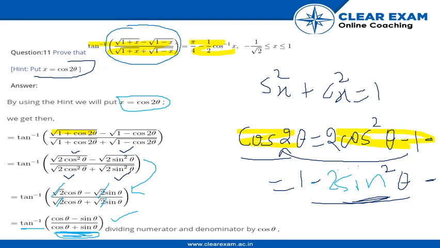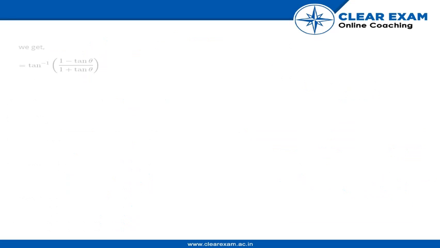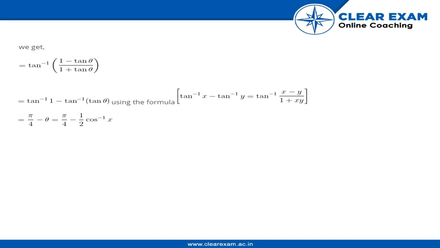So our next step is that we divide the numerator and denominator by cos theta. When we do that, we get 1 minus sin theta upon cos theta upon 1 plus sin theta upon cos theta. Let us move to the next slide. Yes. So what did we get? We get tan inverse of 1 minus tan theta upon 1 plus tan theta.